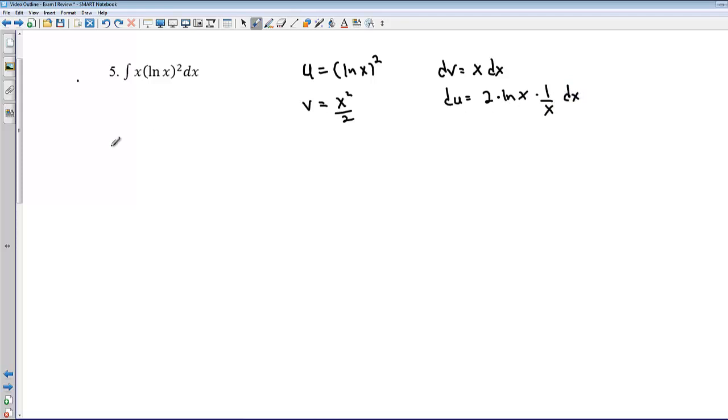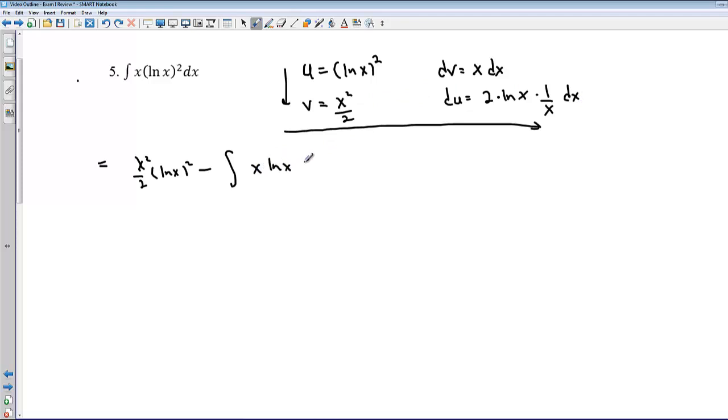All right, so now what? We can actually do this. The formula is u times v minus the integral of v du. So we multiply these together. You have x squared over 2 times ln of x quantity squared minus this integral. Now when you multiply these together, the 2's are going to cancel, and so is one of the x's. So what you're going to get is just an x times ln of x dx back. And so that's nice. It's not one of your types, though.